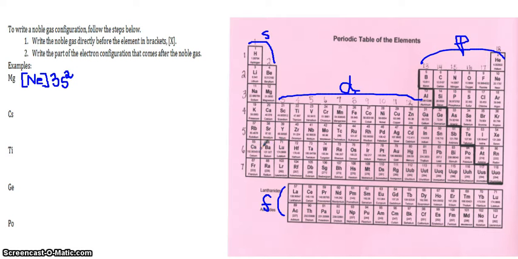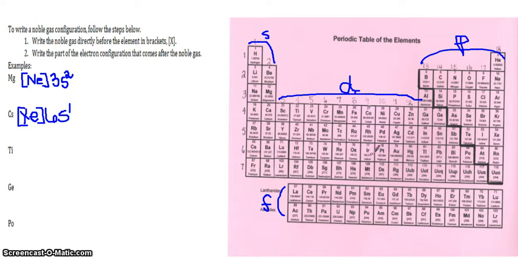Let's look at cesium, which is all the way down here, number 55. Following the same process, the noble gas before that is 54, which is Xe. And then the part of the configuration after Xe is just 6s. And the cesium is actually in the first spot, so the exponent is 1. And you do have to write it because it's not really an exponent, it's an indication of the quantity of electrons in that level. So 6s has 1 electron in it is what we're saying here.